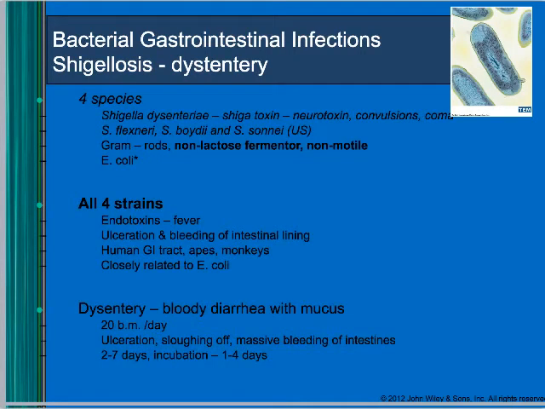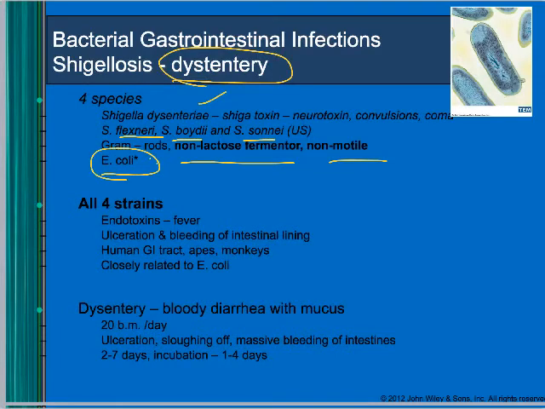Okay, now dysentery. Okay, so now we're back to an infection. Okay, so dysentery is sometimes known as shigellosis. Okay, so there's usually about 4 species of Shigella that cause problems. Okay, so there's Shigella dysenteriae, Shigella flexneri, boydii, and then sonnei. Okay, now they're all gram-negative rods. They don't ferment lactose, and they don't move.